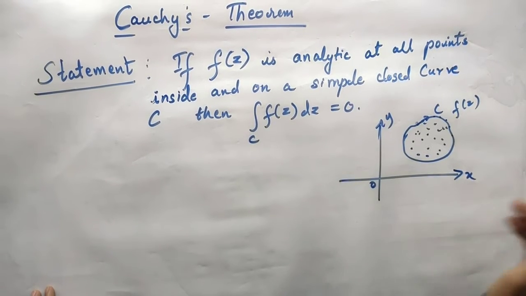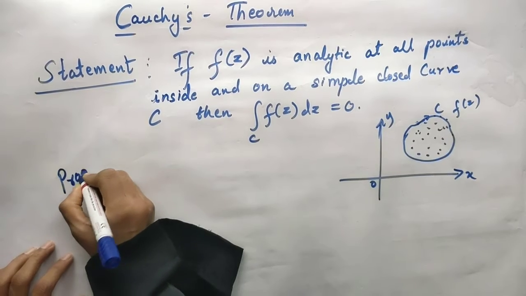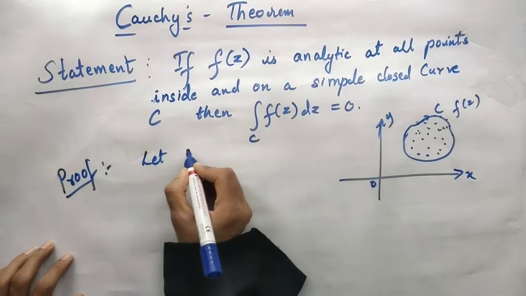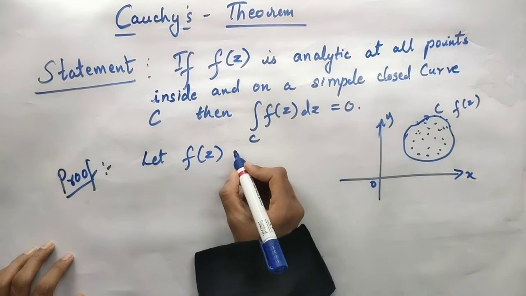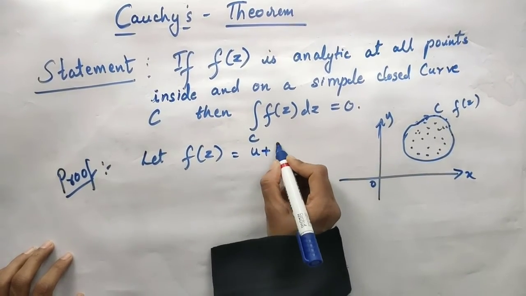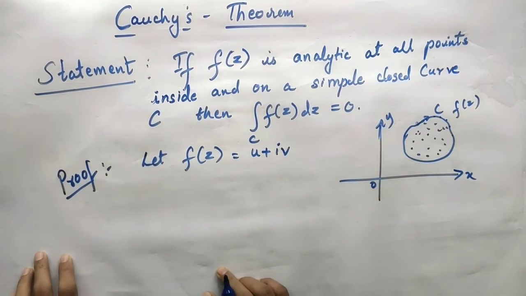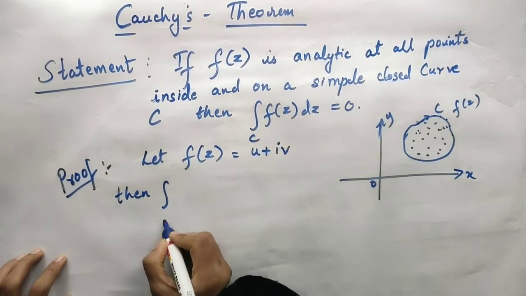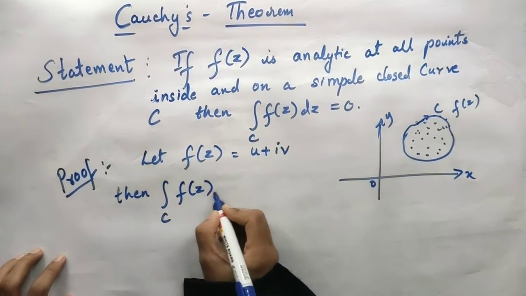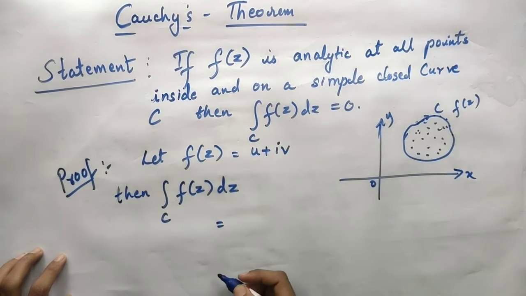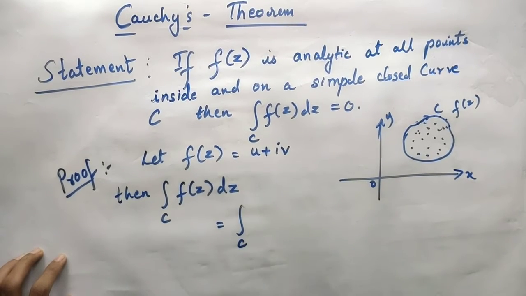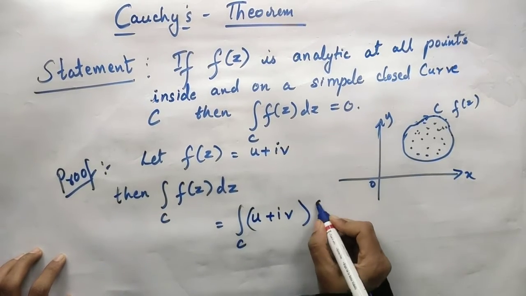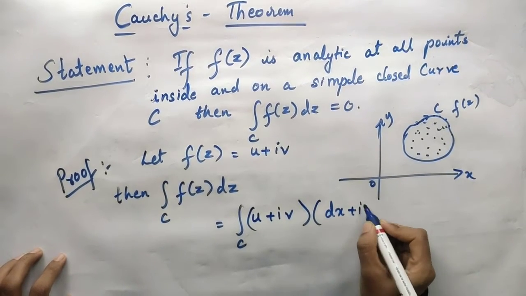Now let us prove it. Proof. Let f of z equal u plus iv, that is the real part plus the imaginary part. Then the integration over the curve C, f of z dz, will be equal to the integration over the curve C, u plus iv, into dx plus i dy.